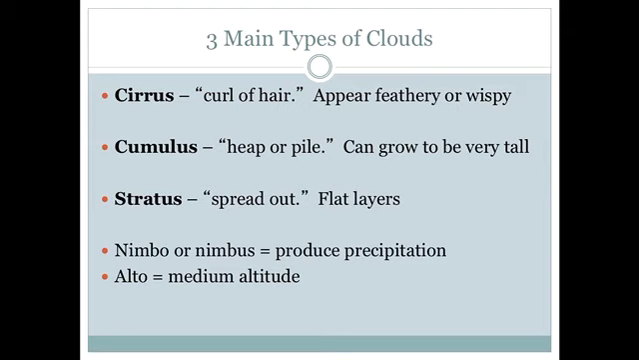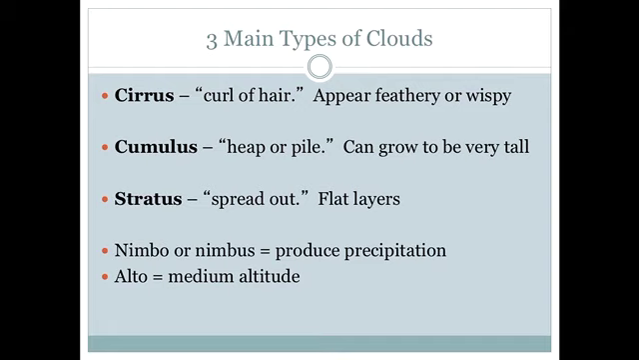Stratus is Latin for spread out, which the description for that is they have flat layers. These are the three main types of clouds. Does that mean these are the only types of clouds? No, but we're just covering the three basic types.